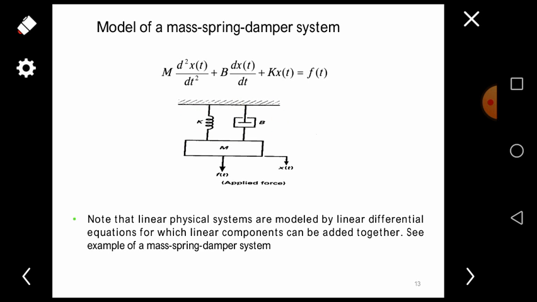Actual force depends on the elements, that is mass, spring, and friction. The force acting on mass in terms of position, that is x of t, is calculated as m into d square x divided by dt square. For friction, it will be plus b into dx divided by dt. For spring, it will be k into x of t. These all are actual forces. So the sum of actual forces is equal to the applied force, which is F of t.